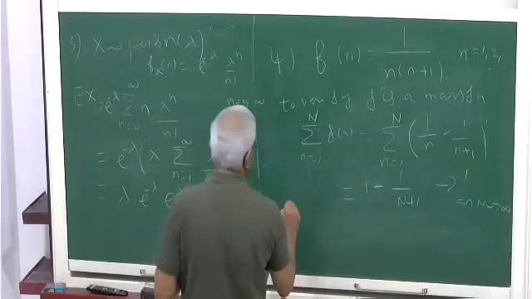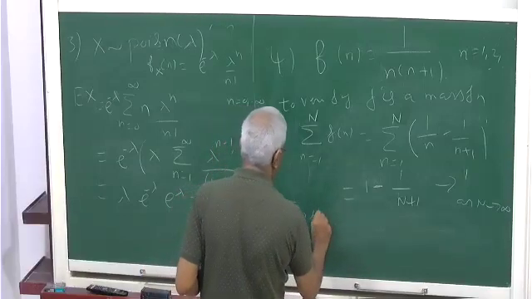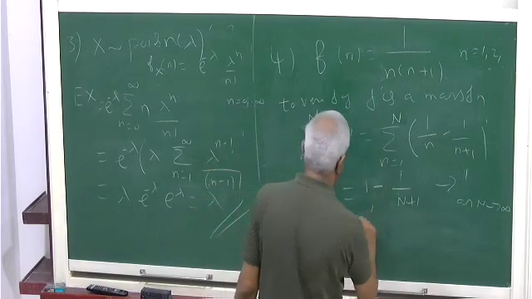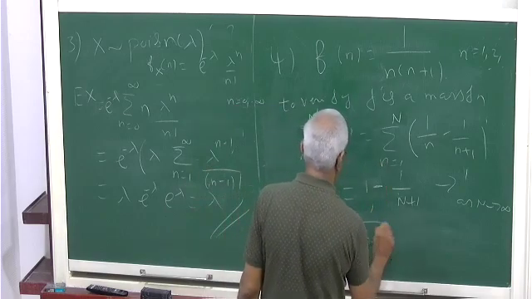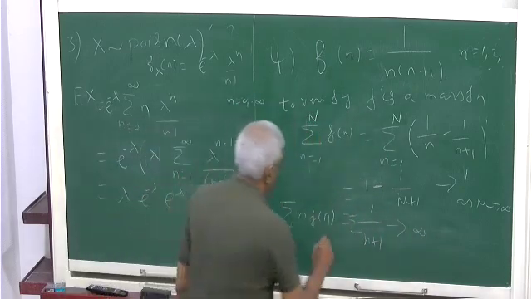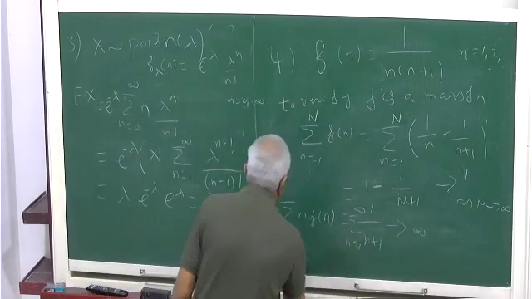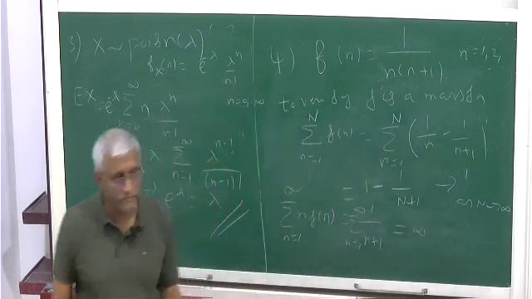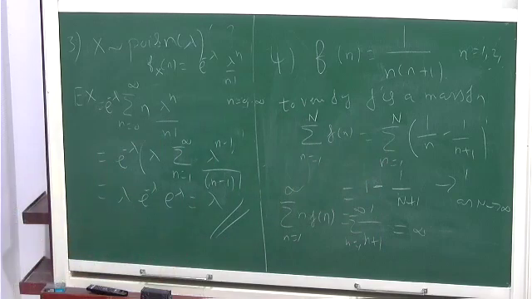Now we want to verify the expectation. Summation n f of n, right, that is going to diverge. So that is going to be 1 by n plus 1, summation, which is equal to infinity. So because of that, if you have n equal to 1 to infinity, this is equal to infinity. So this is an example where the expectation does not exist. If you have this density function, then the expectation does not exist.